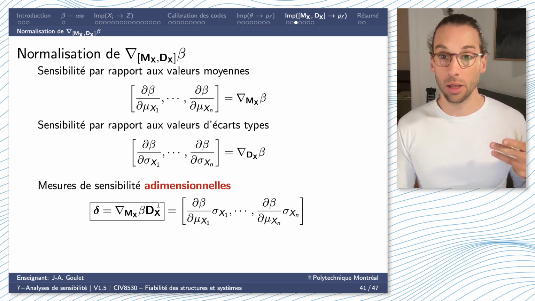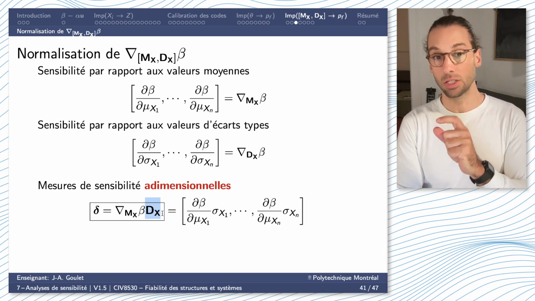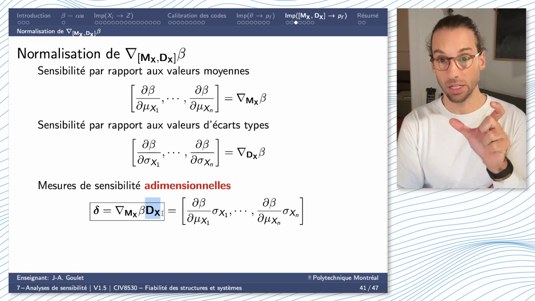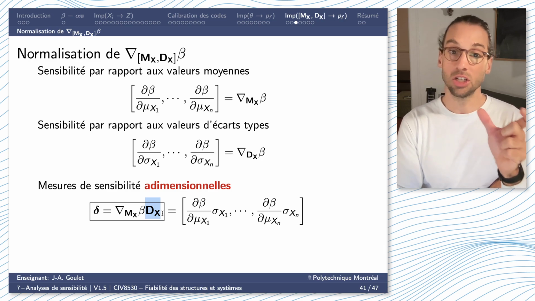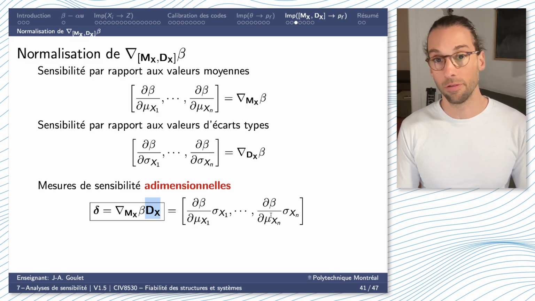So remove the kind of scaling effect by multiplying by dx, the standard deviation matrix, or in this case, the vector of standard deviations associated with each of my variables. So if we look at delta, this is going to be our adimensional sensitivity metric. It's going to be equal to the derivative of beta with respect to the mean times the standard deviation. And we're going to do this for each of our dimensions.